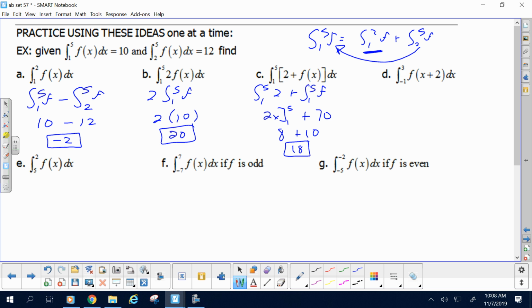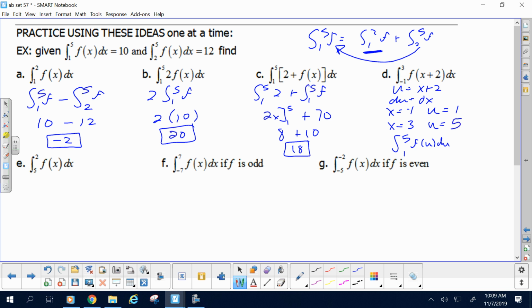What about D? What the heck? They don't tell me anything about -1 to 3. I've never seen this. But I have seen this. You have been taught what to do if you have a function within a function. You let u equal x plus 2, which means du is dx. If x is -1, then u is x plus 2 or 2 more than x. So u is 1. If x is 3 for the upper limit, u is 2 more than that, so 5. The problem then becomes 1 to 5 of f of u du.